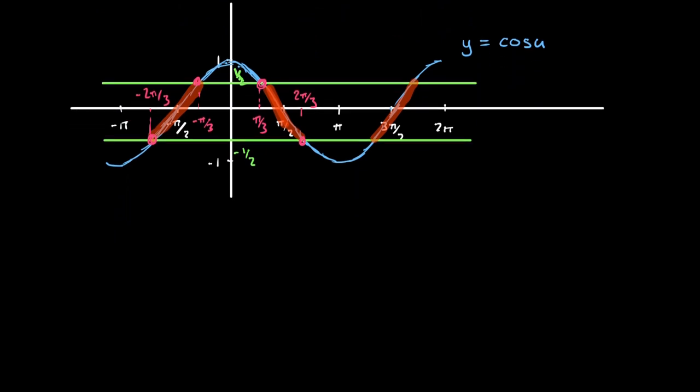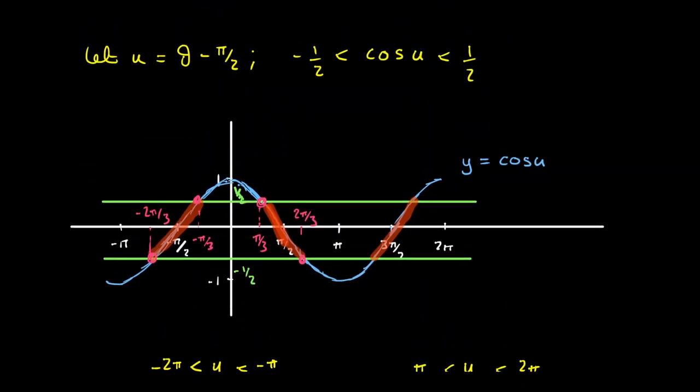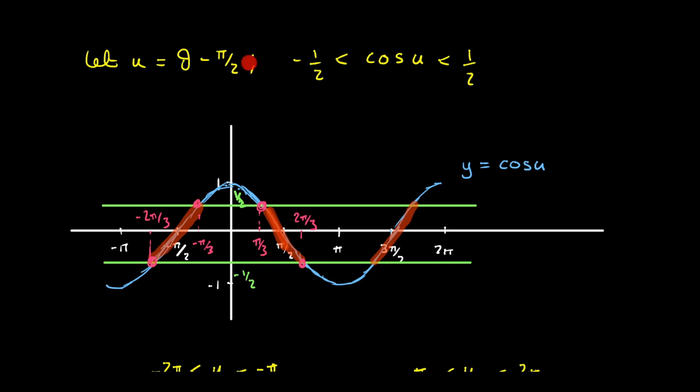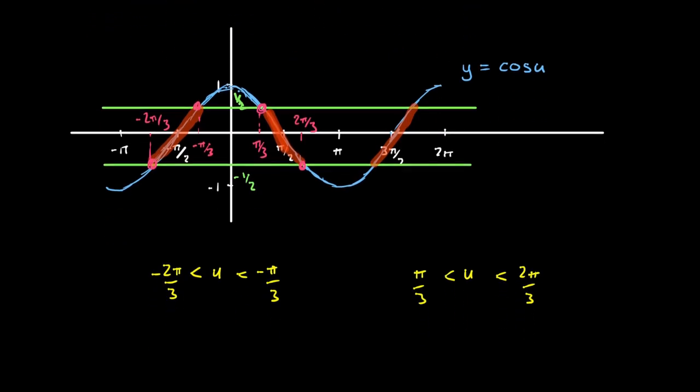And I'm going to say that I've got these two ranges that u must be between negative 2 pi upon 3 and negative pi by 3. And also that u must be between pi by 3 and positive 2 pi by 3. And so we've got the ranges for u then. So how are we going to get the ranges for theta, which is what we want? Well, theta is going to be equal to u plus pi by 2, right? Because if u is theta minus pi by 2, then theta is going to be equal to u plus pi by 2.